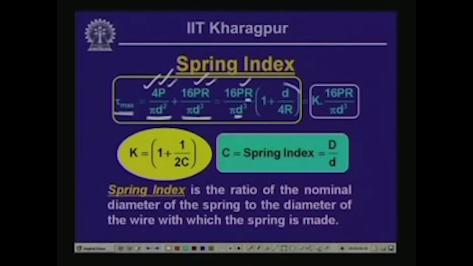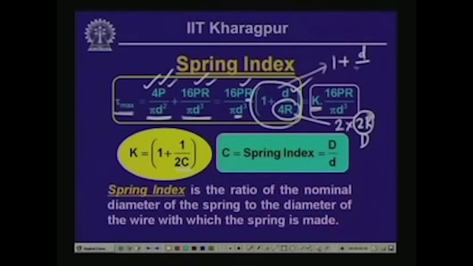And then we come across a bracketed term which we have designated as K. If you look into this particular parameter, K equals 1 plus 1 by 2C. Now, here if you look into 4R, it is nothing but 2 into 2R, and 2R we can write as D, the mean diameter of the spring helix, and thereby we can write this particular parameter as 1 plus D by 2d.